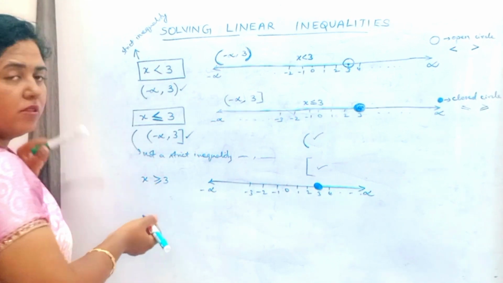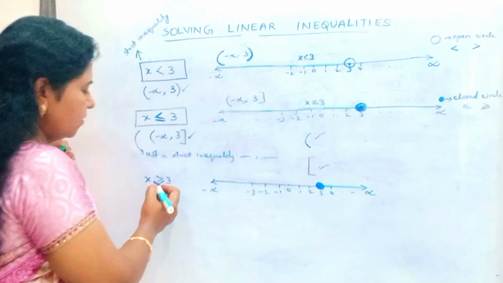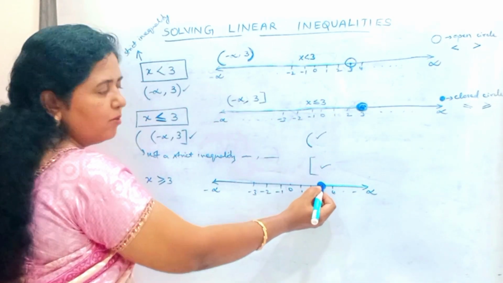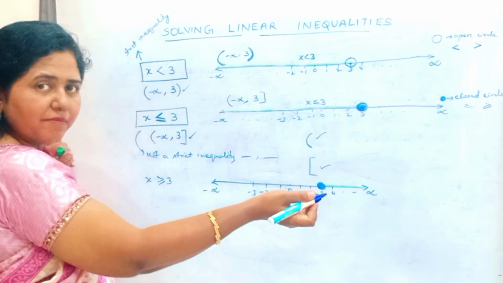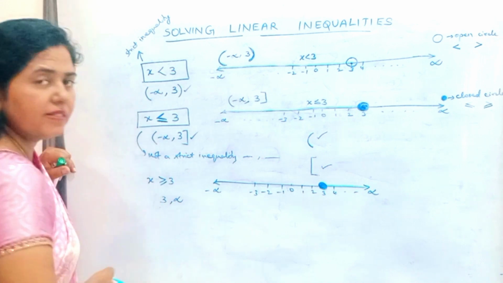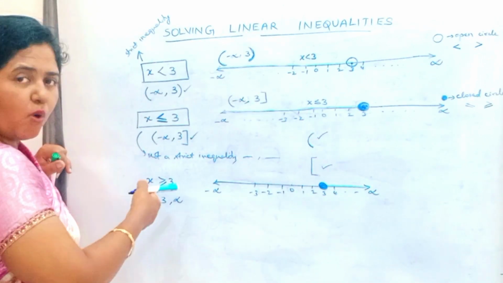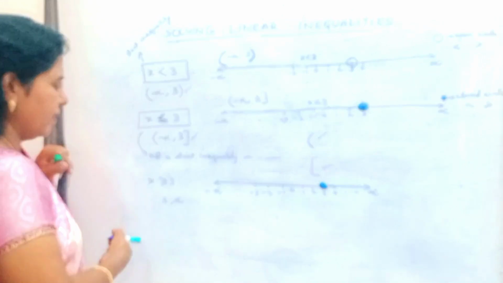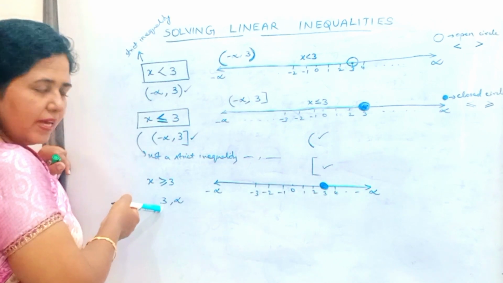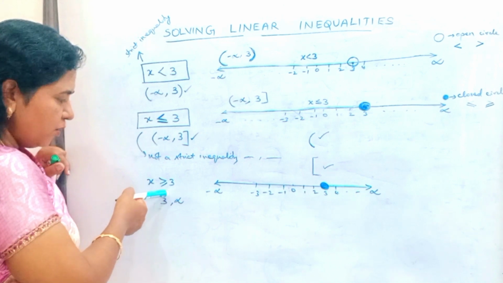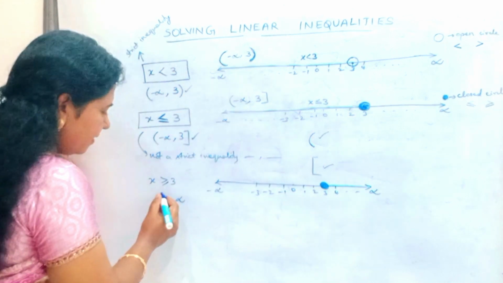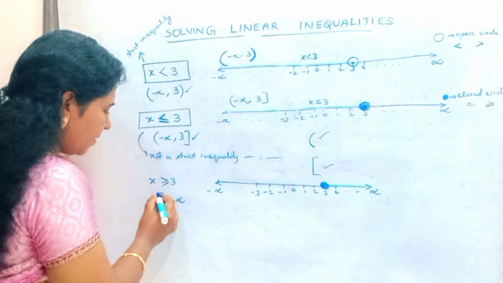Now we can write down the interval form also for this. So x is greater than or equal to 3. We will be having 3 as the lower value and infinity as the maximum value. Now we have to see what type of bracket should be used here. Since 3 is included, we have to use a square bracket near that number. So it is this bracket.